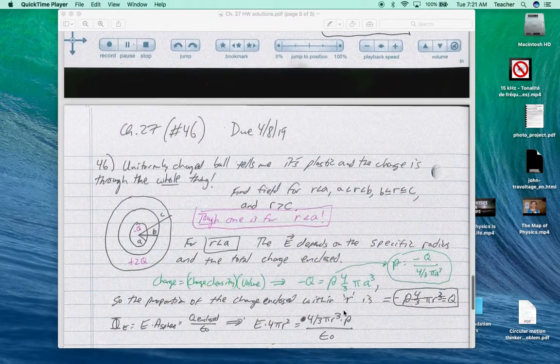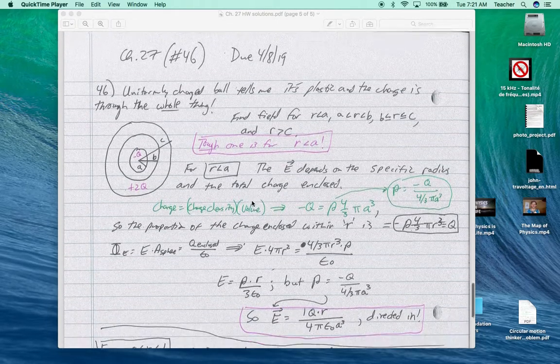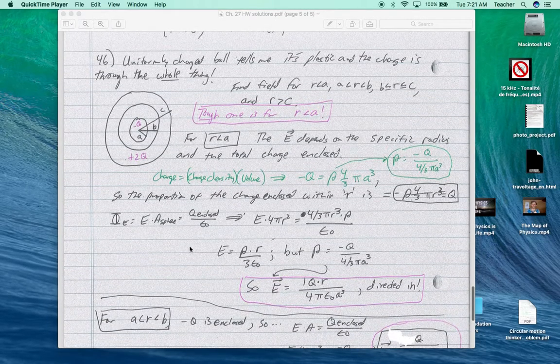46 we went over in class. Again, the only one that I think is really challenging is part A. So that is this. Take a look through my logic. Remember, the negatives really don't matter here because as long as I say that it's directed in, that's all that matters.